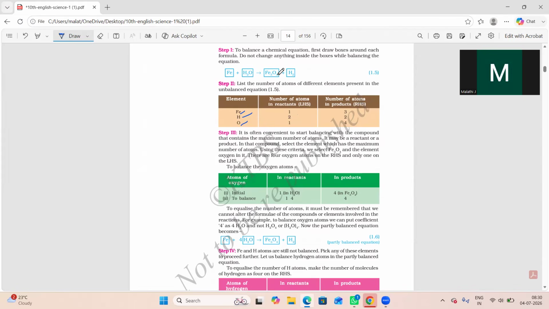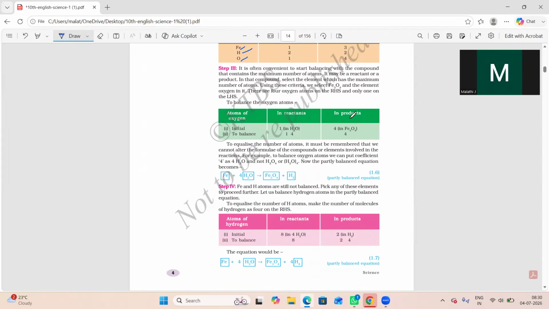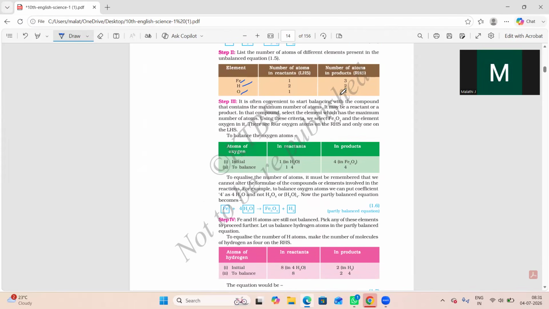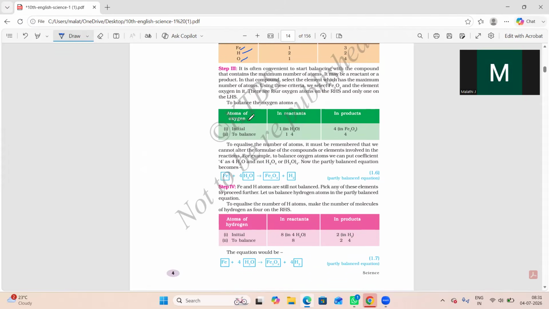Here on the product side, Fe is 3, hydrogen is 2, and oxygen is 4 atoms. It is often converted to balance the compound that contains the maximum number of atoms. To balance, we have to take where the maximum number of atoms is unbalanced. For hydrogen it is 2, it is the same on both sides. For oxygen it is 1 against 4, so we have to balance oxygen first.